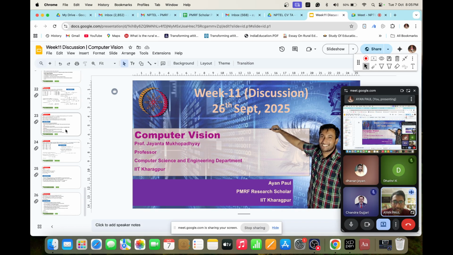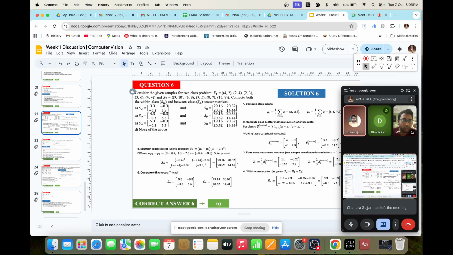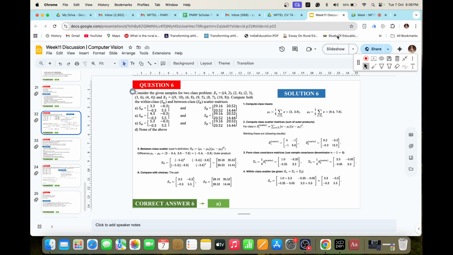In the question answer section or where? Yes, sir. Question number six, the third one, class covariance matrices. The third part, the class covariance matrix formula.